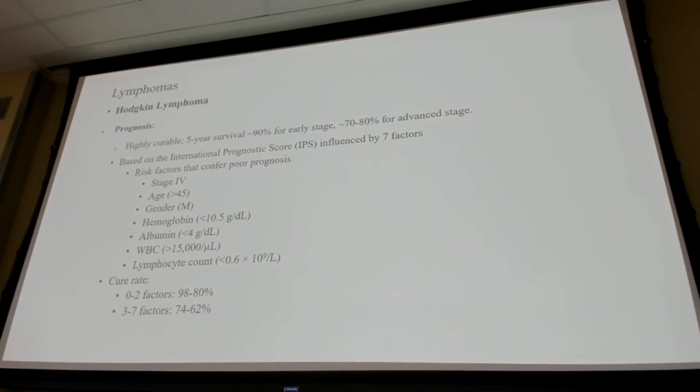Another IPS, right? International Prognostic Score. Here, depending on the stage, age, gender, hemoglobin, albumin, WBC. So what are the labs telling you about this patient? The hemoglobin's telling you what? It's telling you that they're anemic, right? They have a higher than normal white count. The lymphocytes. All right, so again, depending on the risk factors, that'll tell you the cure rate.